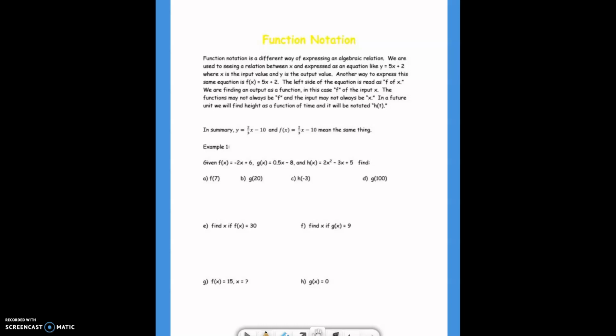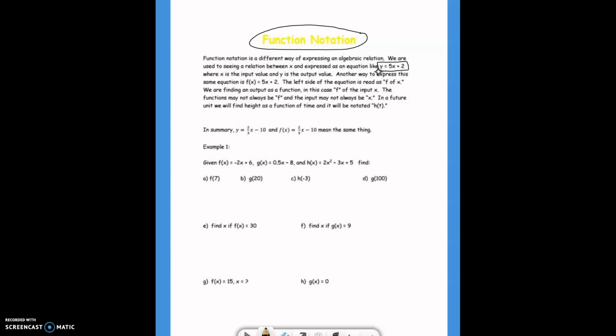All right. Next, we're going to look at functions, and we're going to look at what's called function notation. And it's just a different way of expressing an algebra problem. So if you look at the, I call this the old-fashioned way, right? Where you get y equals 5x plus 2. And remember what we talked about, inputs and outputs. So x is the input, y is the output.